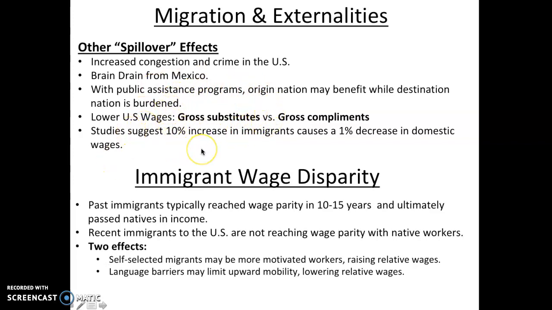So what is the effect on immigrants in terms of wages? Well, studies have shown that a 10% increase in immigrants tends to cause a 1% decrease in domestic wages. Immigrant wage disparity. In the past, immigrants have reached parity within 10 to 15 years, but recently that has not been the case, and it may have to do with the type of workers that are coming to the U.S.